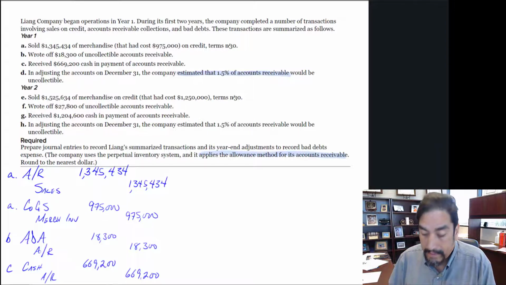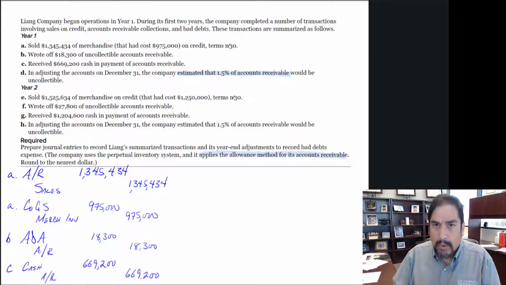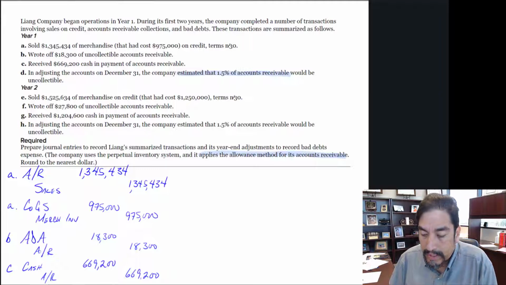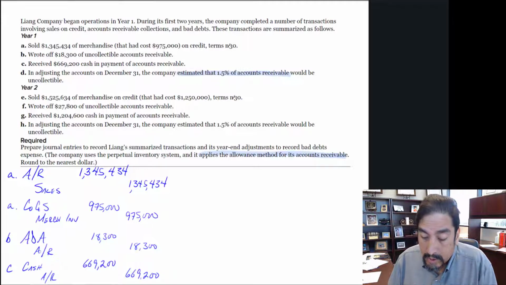Okay, now D. D says, in adjusting the accounts, so these are adjusting journal entries at the end of the month. When we are using an allowance method, this is part of our adjusting journal entries at the end of the month or year, however long we have our accounting period. So on December 31st, we make our adjusting journal entry for the allowance for doubtful accounts account. It is 1.5% of accounts receivable. It didn't tell us what accounts receivable is, so we need to figure that out for ourselves.